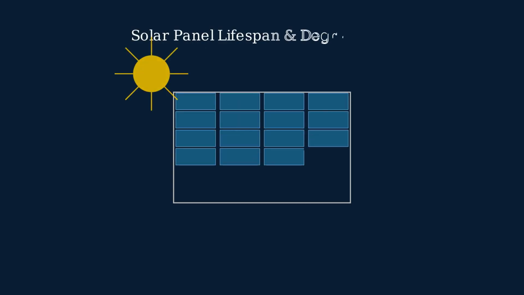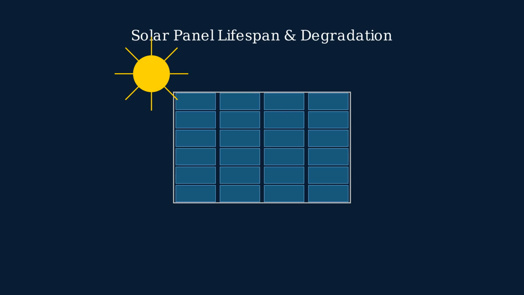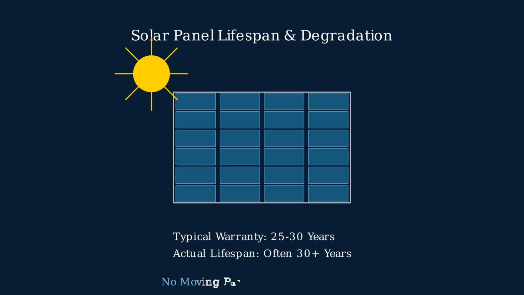Solar panels are remarkably durable energy generators with an impressive lifespan. Most solar panels are warranted for 25 to 30 years, but often continue functioning well beyond this period. Their lack of moving parts contributes significantly to this exceptional durability.